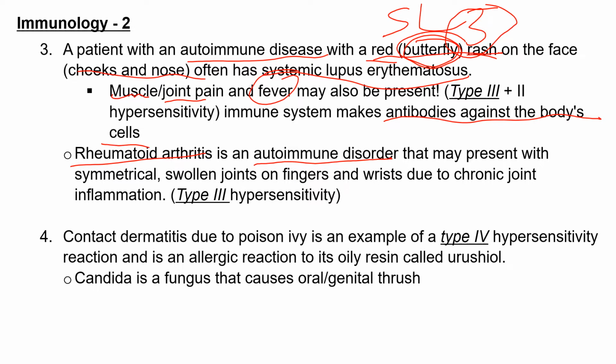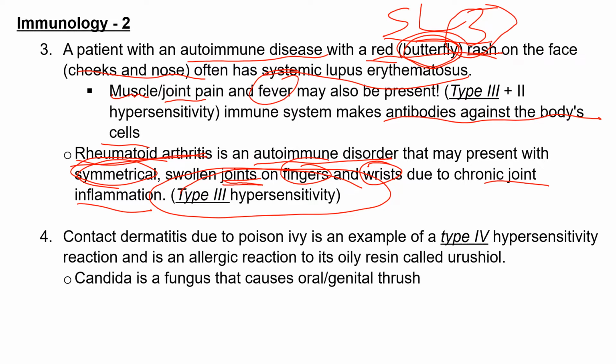In rheumatoid arthritis, it's something similar. We have joint swelling on fingers and wrists, and this is a chronic joint inflammation that is symmetrical because antibodies know no right and no left. They're just swimming there in blood. Whenever they see an antigen that they were made against, they just bind to it, precipitate, and cause an inflammation. This is type 3 hypersensitivity reaction, SLE and RA, rheumatoid arthritis.